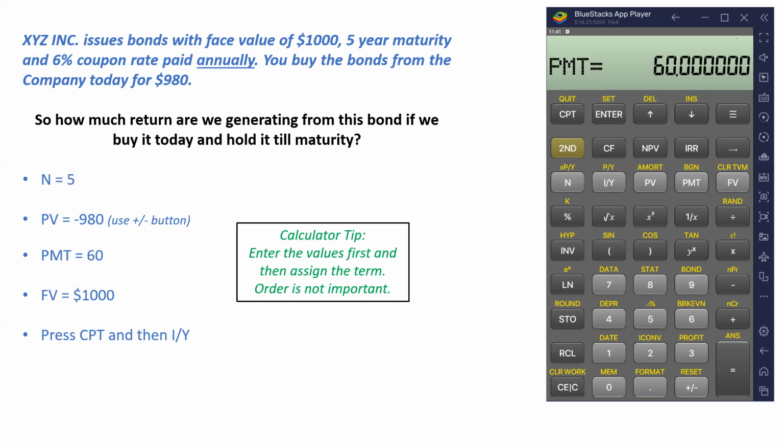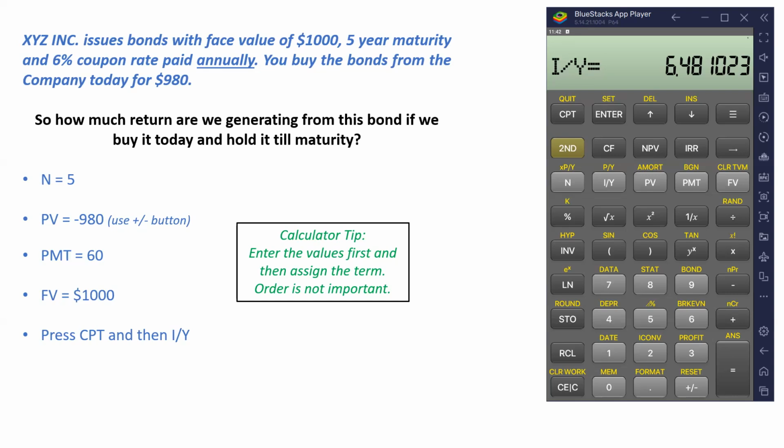How did we get that 60? It is 6% multiplied by 1000. And at last, we will enter 1000 and tell the calculator that it is the future value. We have to find what is the I/Y. For that, we are going to press compute and then press I/Y. And you will get the answer. I/Y is equal to 6.481023. So this is your answer.